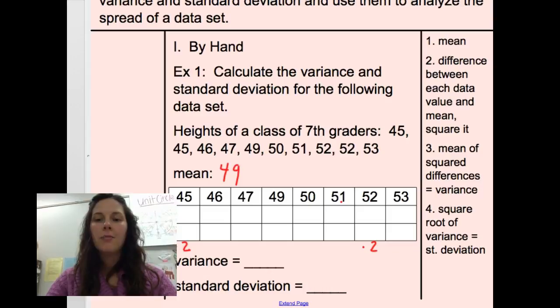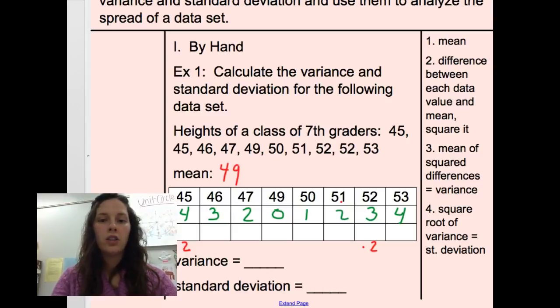So the next step is to find the difference between each data value and the mean. So that's what I'm going to do in my second row. It really doesn't matter which order you take the difference, because the next step we're going to square it. So I'm going to do 49 minus 45. I'm going to keep them all positive, because once I square it, they're going to become positive anyway. So I'm going to quickly fill in this chart. All right, and then in the third row, I'm going to square each of those differences.